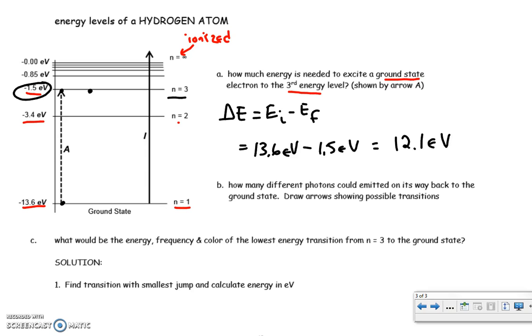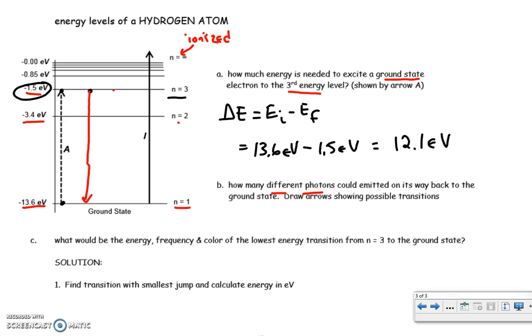Fairly simple. Now, why do we care that it jumped up to that state? Well, like we said, it's eventually going to fall back down. So we want to know how many different photons could be emitted on its way back down to the ground state, and draw arrows to show the possible transitions. I would think the obvious thing to say is it would drop all the way back down, just like in Bohr's model. And that would be true. But that's not the only way it can get back down from 3 to 1. It doesn't have to do it all at once.